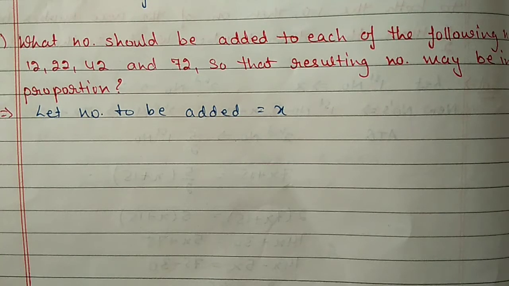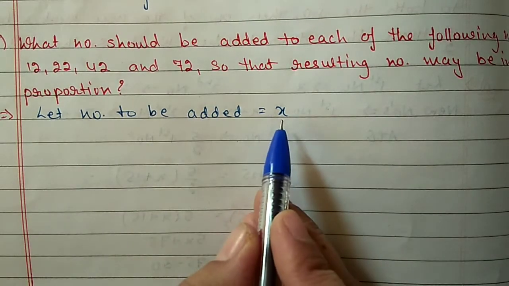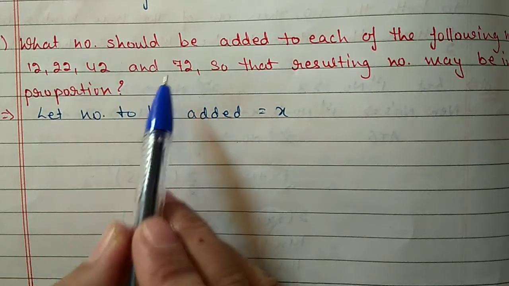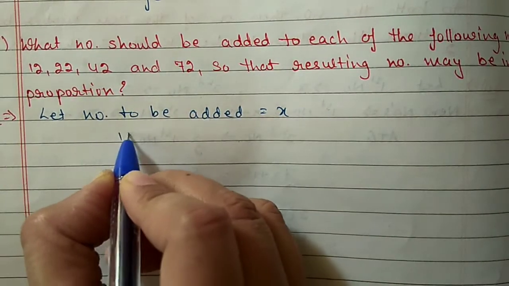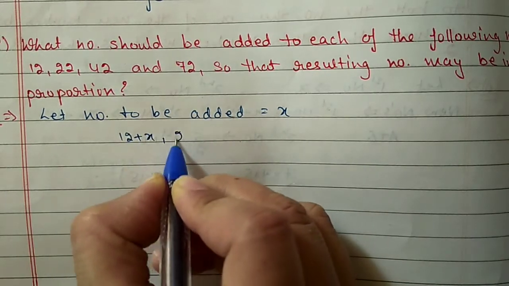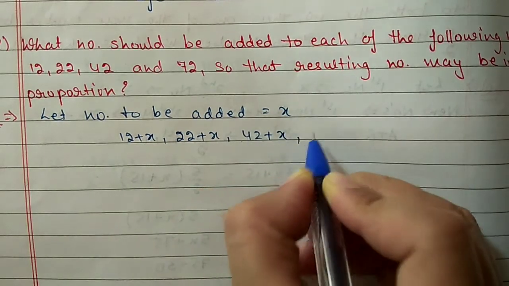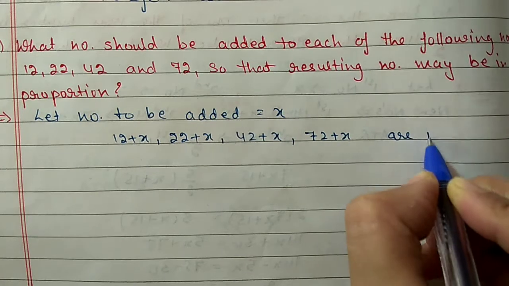Next question number 9. What number should be added to each of the following numbers 12, 22, 42 and 72 so that the resulting numbers may be in proportion. So let the number to be added be x. We are adding x to each number and after that these numbers will come in proportion. So after adding x we are getting 12 plus x, 22 plus x, 42 plus x and 72 plus x. These numbers are in proportion.